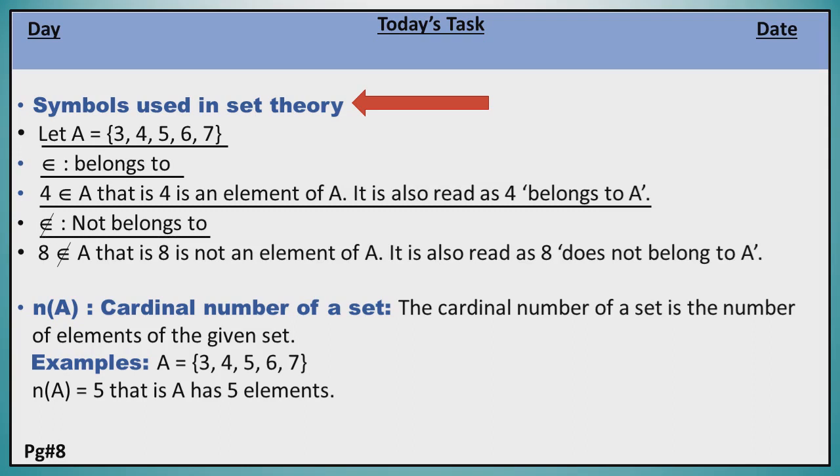The second symbol is not belongs to. 8 not belongs to A. That is 8 is not an element of A. Dear students, look at the example. Set A is equal to 3, 4, 5, 6 and 7. हमारे पास element 8 set A से belong नहीं करता. So it is also read as 8 does not belong to A.